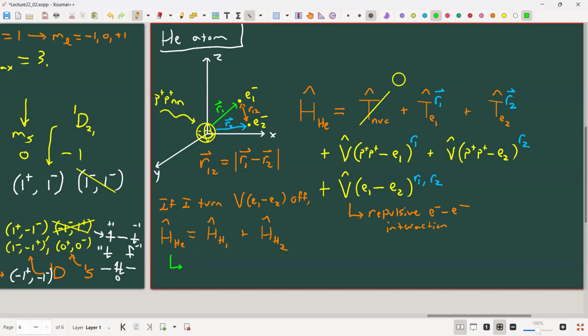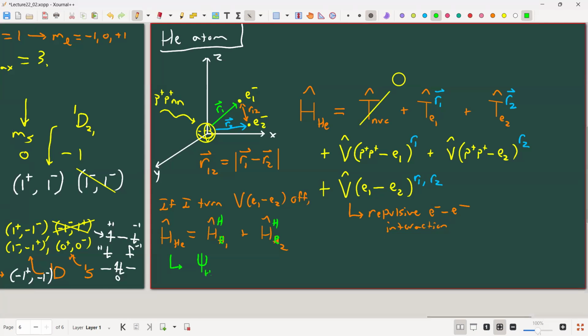Wait, so that instead of H1 and H2, it's supposed to be E1 and E2, right? Yeah, sure, for a hydrogen atom. Yeah, sure, if you want to write it like that. I'm saying it's exactly the same term, it's exactly the same Hamiltonian you would have for a hydrogen atom. I see. But now we have two of them because there's two electrons.